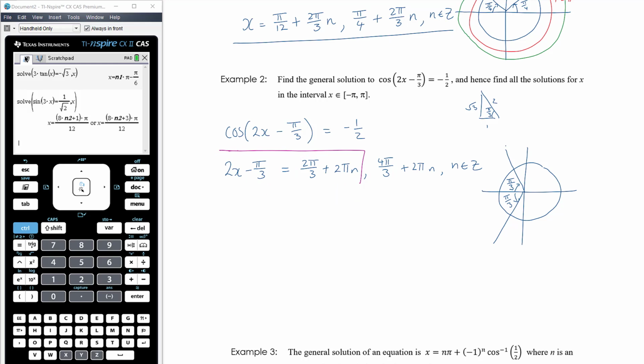Okay. So let's have a look at what we've got here. We're going to add pi on 3, so 2x is going to be equal to 2 pi on 3 plus pi on 3, so that's going to be pi plus multiples of 2 pi. And then 4 pi on 3 plus 1 pi on 3, that will be 5 pi on 3 plus multiples of 2 pi. n is an integer.